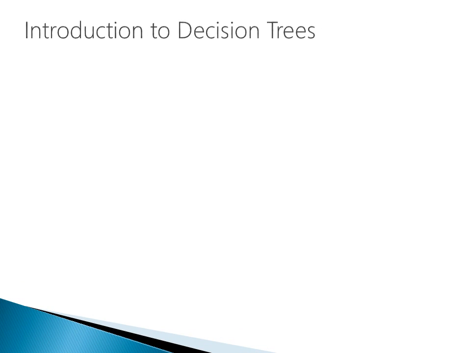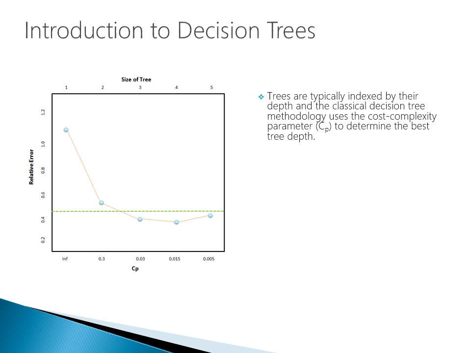I'm often left with the question, how many nodes and branches are acceptable for a decision tree? What's a good number of branches, and what's a great way to find this out? Well, trees are typically indexed by their depth, and the classical decision tree methodology uses the cost complexity parameter, or CP, to determine the best tree depth. The intention is to identify the lowest CP value, which guides us to the appropriate tree size.